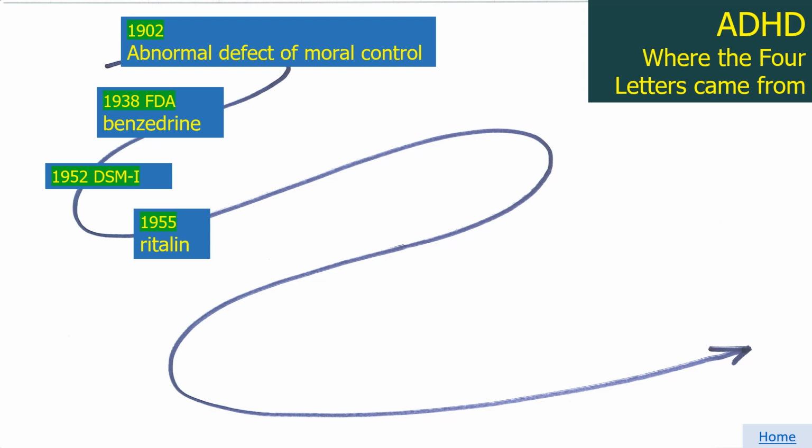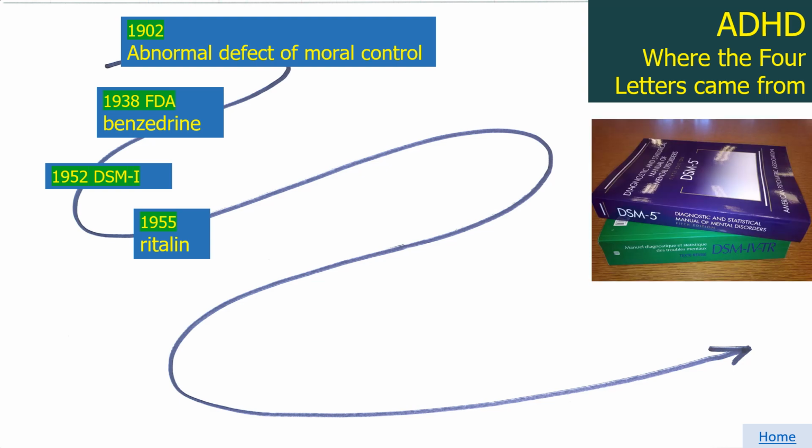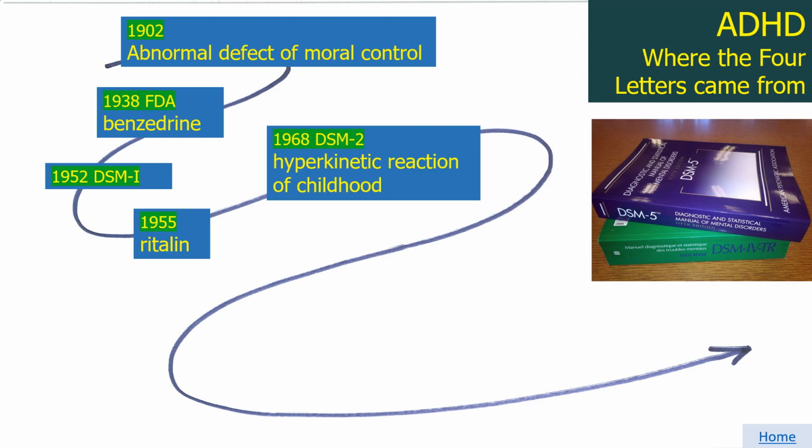Then 1952, there's this book. There's a copy of the book. It's huge. It's called the Diagnostic and Statistical Manual. And it's an American publication that basically lists everything that can go wrong with us in terms of our mental health and those kind of things. So edition 1, 1952, no mention of ADHD. Edition 2, 1968, it was referred to as hyperkinetic reaction of childhood. For 1968, it still seems a bit of an old-fashioned term.